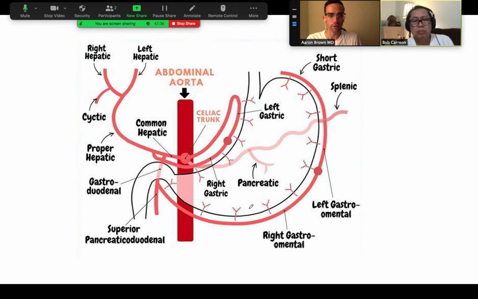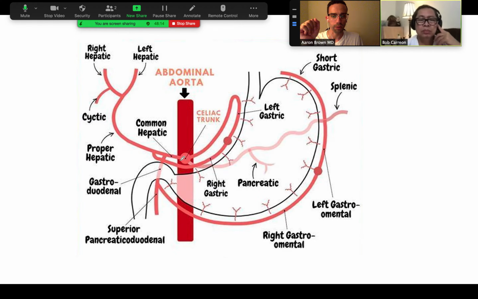For the supply to our foregut, we have three important branches off the celiac trunk, which are the common hepatic, the left gastric, and the gastroduodenal. Wait, no. I feel like I'm forgetting an important artery. The splenic, excuse me. So left gastric, common hepatic, and splenic are the three branches of our celiac trunk. Even though I stumbled over that, you're not going to on your exam. Make sure you know those three: left gastric, splenic, and common hepatic.